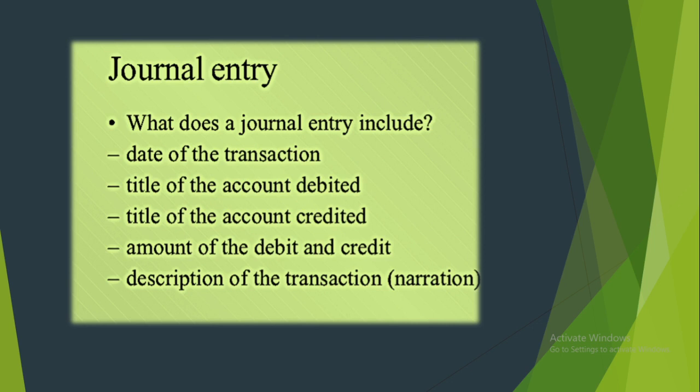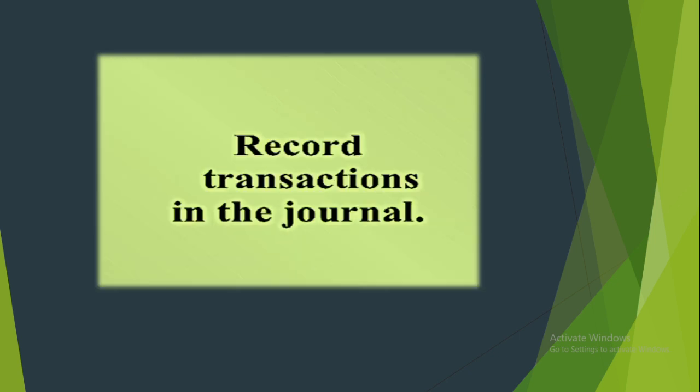So these things are included in journal entry, like date of the transaction, title of the account debited, title of the account credited, the amount of the debit and credit, and finally narration, that is description of the transaction. Now the another aspect is record transaction in the journal.